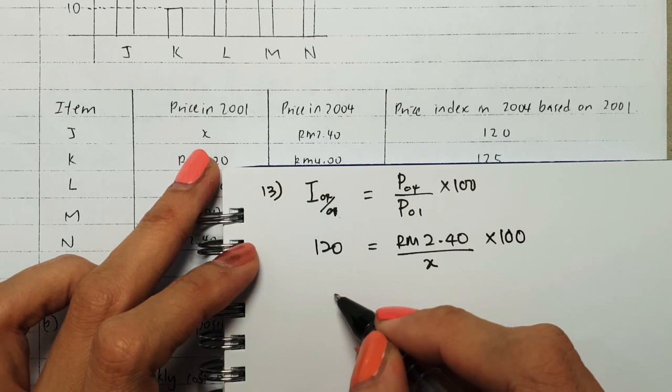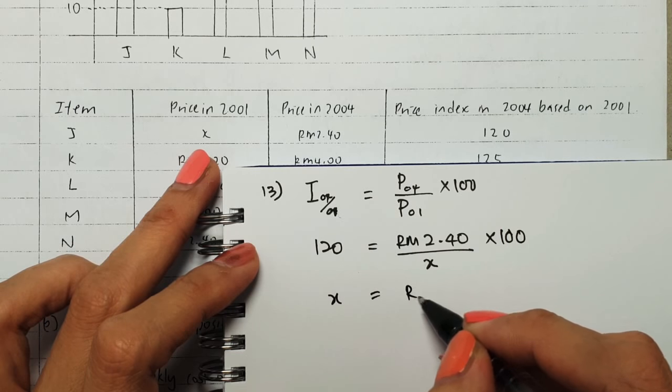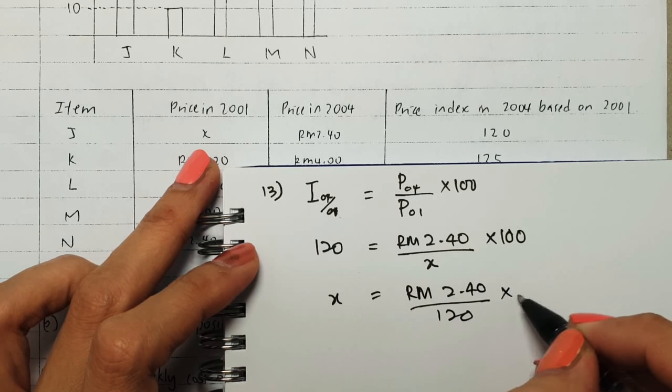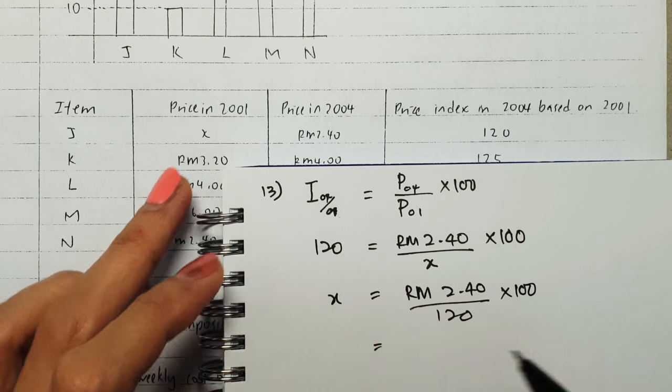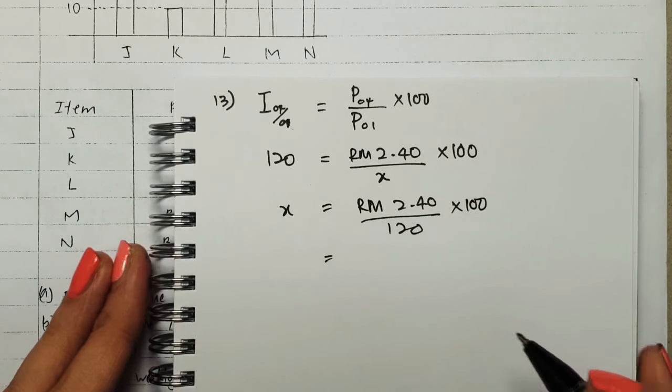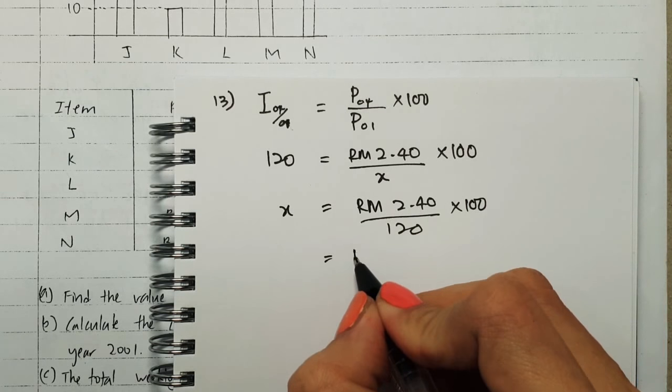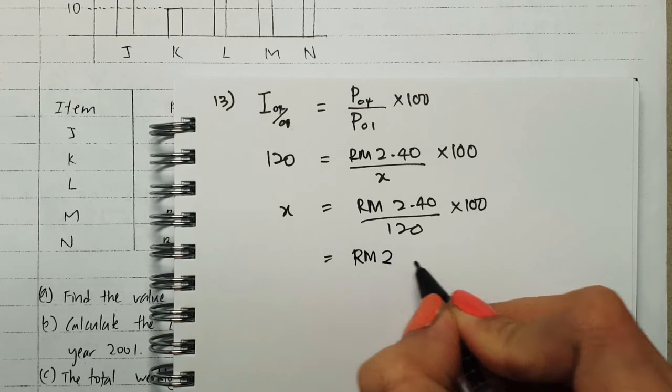To find x, we have to rearrange the equation and then calculate. You can just use your calculator and get the answer. The answer is 2 ringgit, so you just write 2.